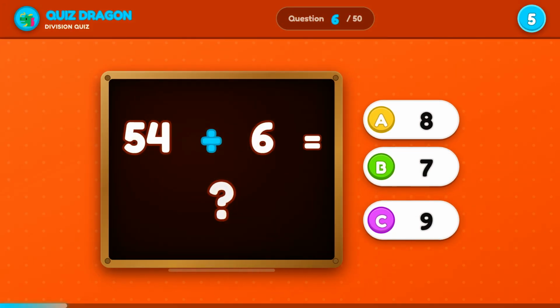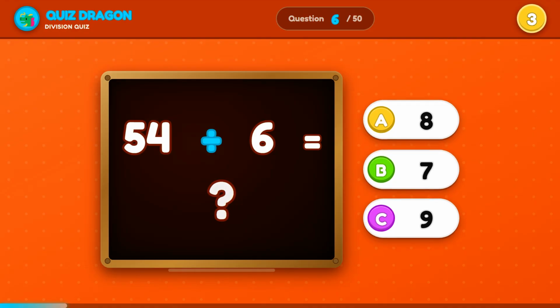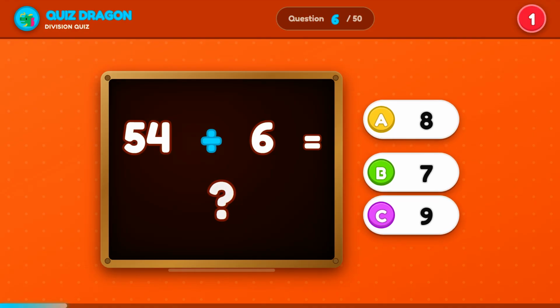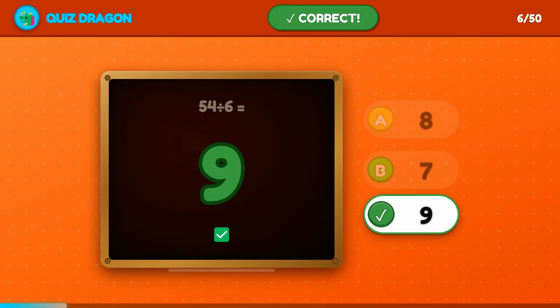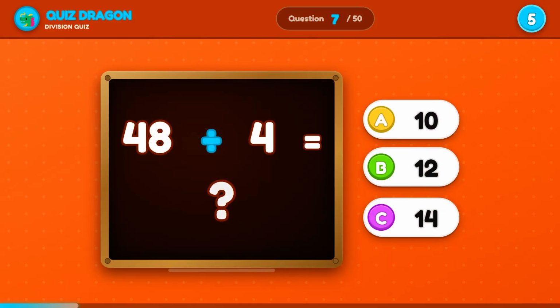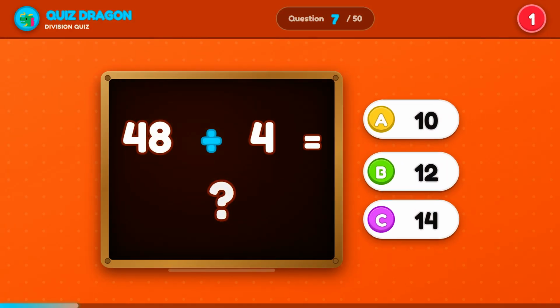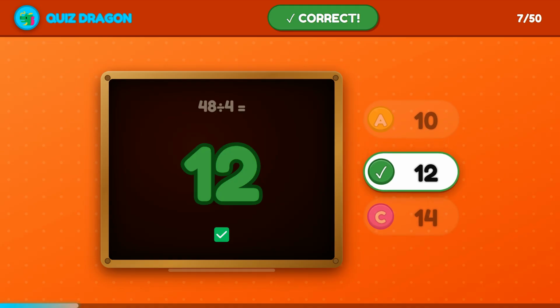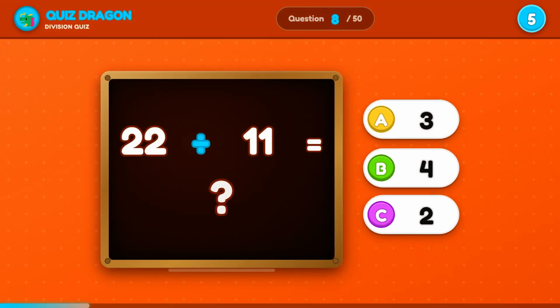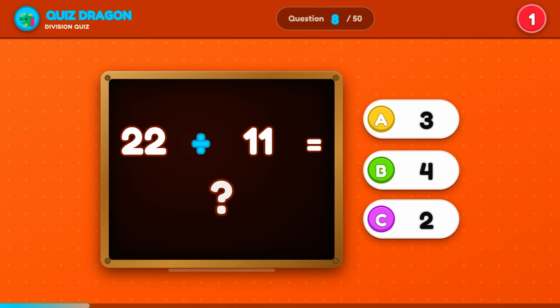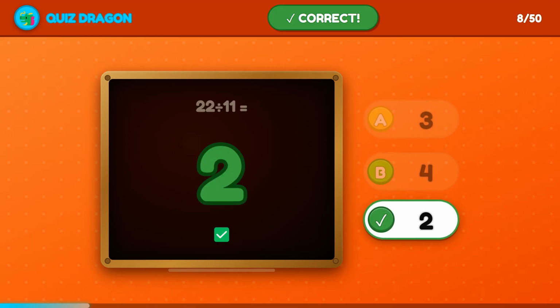Question 6. What is 54 divided by 6? The correct answer is C, 9. Question 7. What is 48 divided by 4? The correct answer is B, 12. Question 8. What is 22 divided by 11? The correct answer is C, 2.